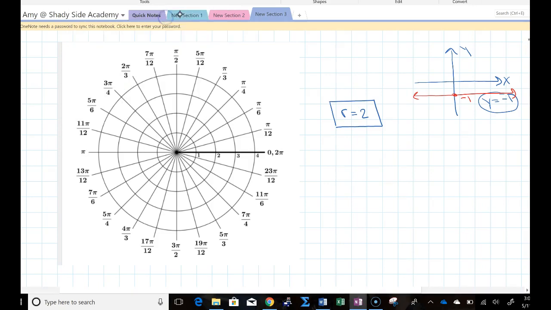Let's see if I can do a better job than that. r equals 2. This is the graph of r equals 2.